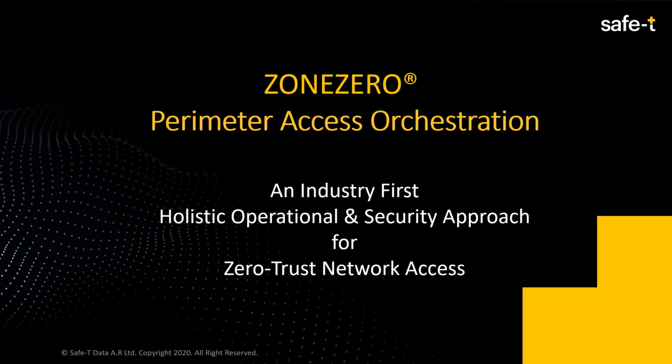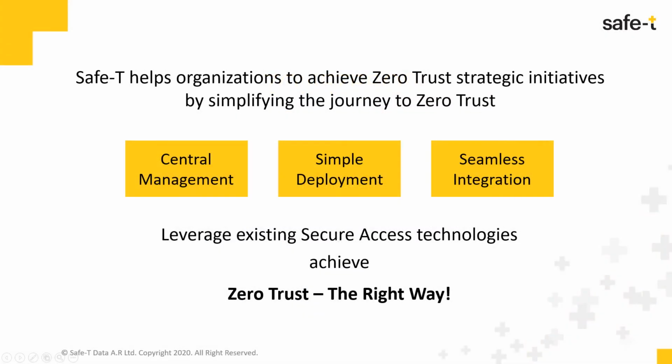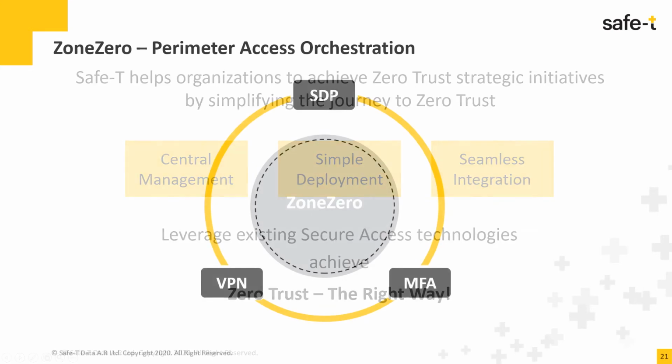Recognizing these many challenges in the world of secure access, we'd like to introduce you to Safe-T ZoneZero, Perimeter Access Orchestration. This is an industry-first, holistic operational and security approach for zero-trust network access. Safe-T helps organizations achieve zero-trust strategy initiatives by simplifying the journey to zero-trust. Central management, simple deployment, and seamless integration. Leverage existing secure access technologies and achieve zero trust the right way.